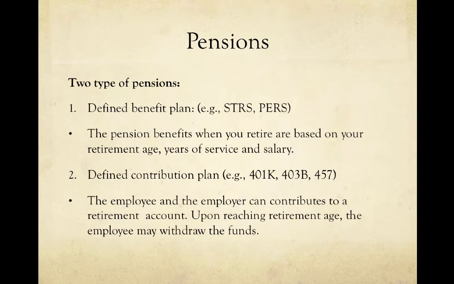Moving on to pensions, right? There are two basic types of pensions, right? And a pension is basically like a retirement plan. You have a defined benefit plan, and you have a defined contribution plan. Now, most of you guys are probably more familiar with a defined contribution plan, such as a 401k, a 403b, or 457 plan. These are employer-sponsored plans.